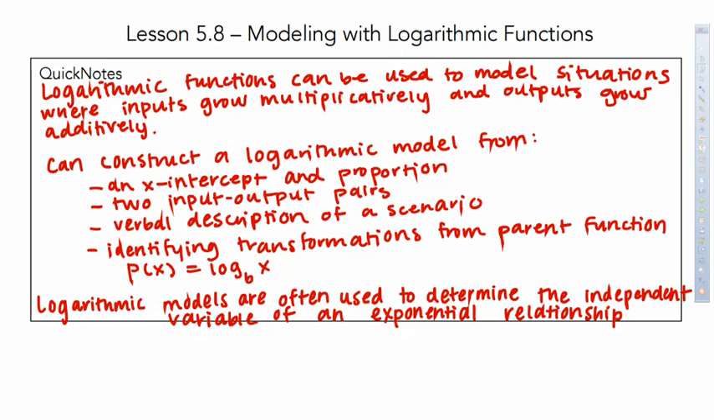All right, logarithmic models are often used to determine the independent variable of an exponential relationship. So remember, that's going backwards on the exponential, and we're finding what the independent variable, the variable that you put in, is. It's essentially what that means is logarithmic models are used to find the powers of exponential relationships.